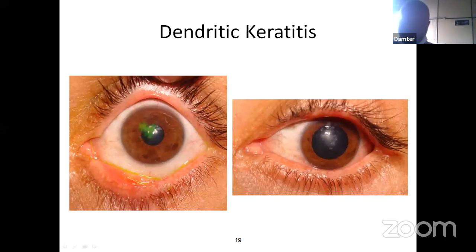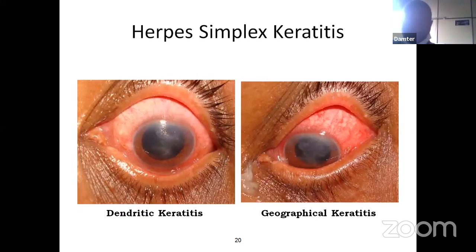And this is also a picture to illustrate herpes simplex and the dendritic ulcer on the cornea. This is with fluorescein staining, and this one is the picture prior to staining. Okay, this is a dendritic ulcer. The knobs of the ulcer have coalesced and expanded to engulf a large portion of the cornea, and in this situation, it is a geographical ulcer.